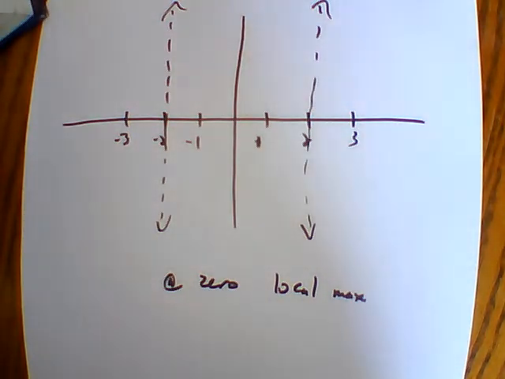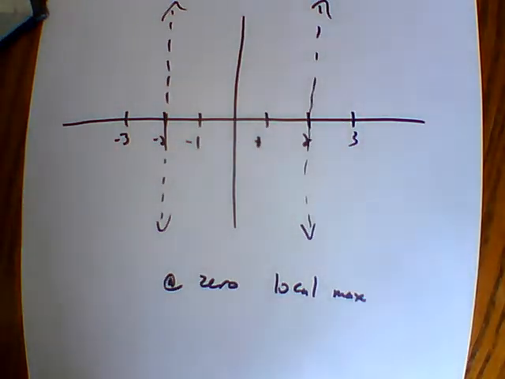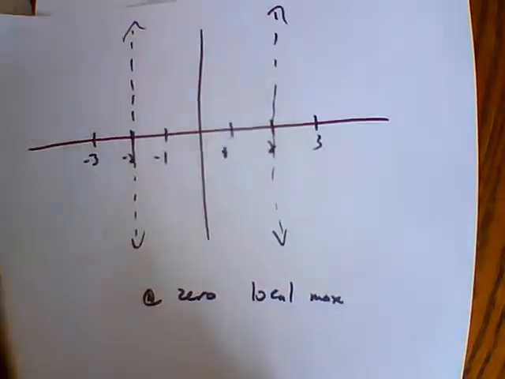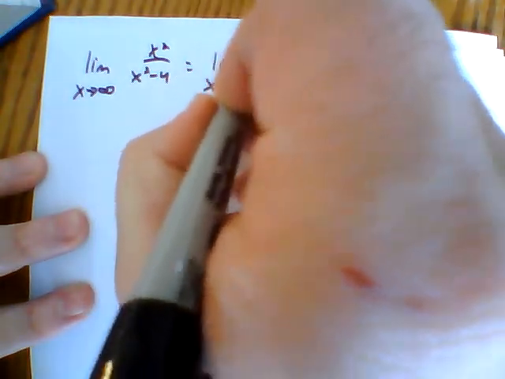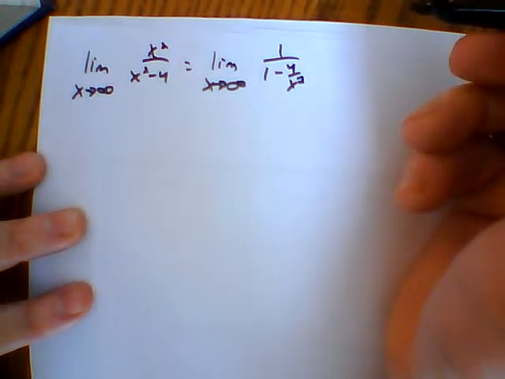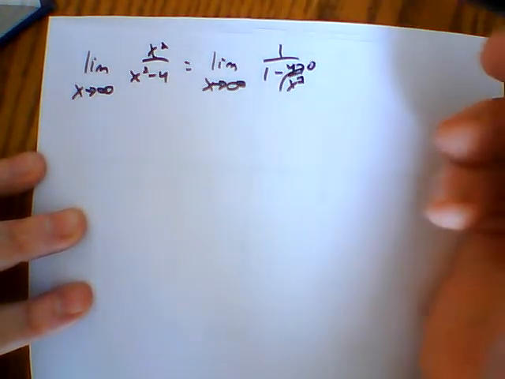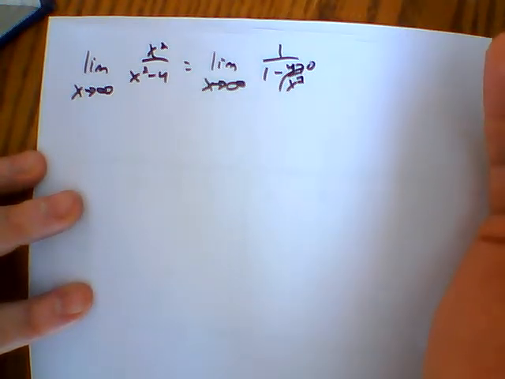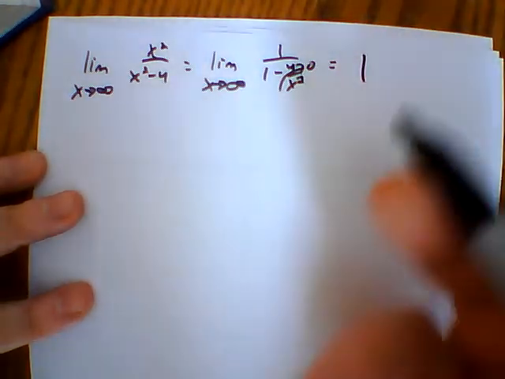We want to work with end behavior to see if we have any vertical or horizontal asymptotes. So once again, end behavior is going to deal with that original function. So we're going to look at the limit as x approaches infinity of x squared over x squared minus 4. We have 1 over 1 minus 4 over x squared, in which then this 4 over x squared is going to approach 0. So we get 1 when we plug infinity in.